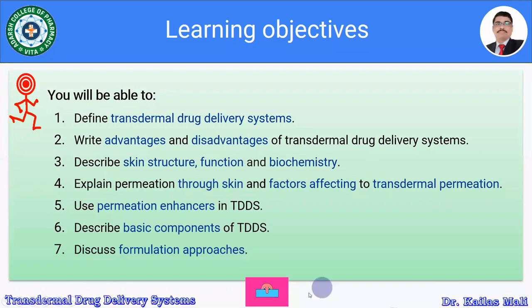So here I have set a total of 7 objectives, right? Very first one, you will be able to define transdermal drug delivery system. What is meant by the transdermal drug delivery system? You will be able to write the various advantages and disadvantages of transdermal drug delivery systems.